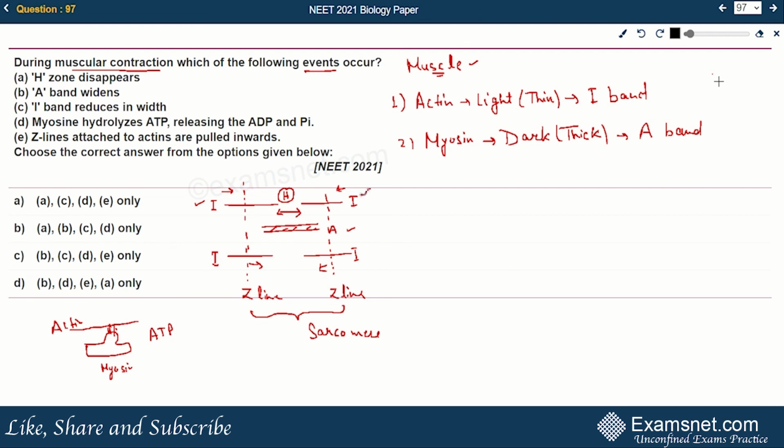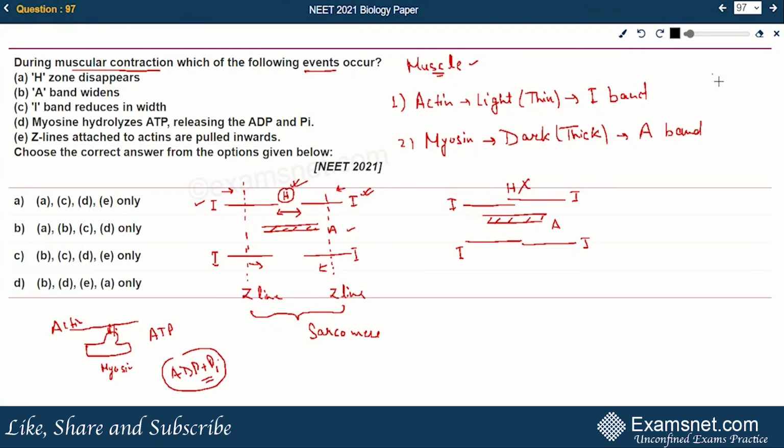So the length of I band is reduced, and ultimately what happens? A point comes when the I bands completely overlap the A band. Can you see here? The I band has completely overlapped the A band and no space is left. So H zone here disappeared. No H zone is present. Now, at last what happens? The myosin releases ADP plus inorganic phosphate and goes back to its relaxed state to start the process again.